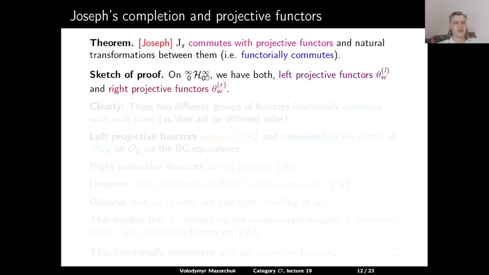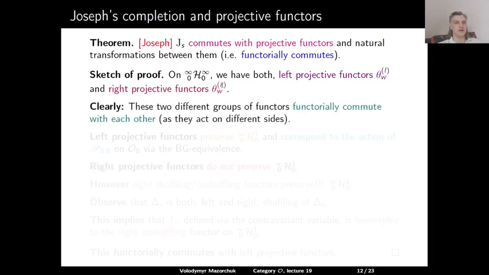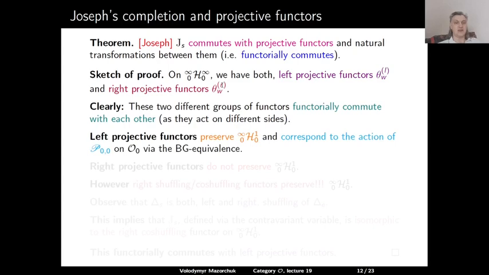If you consider the category H00 infinity-infinity of Harish-Chandra bimodules, on this category we have both left projective functors, theta w left, and right projective functors, theta w right. These two different groups of functors functorially commute with each other as they act on different sides of bimodules. Left projective functors preserve H001 infinity and correspond to the action of projective functors on the category O via the Bernstein-Gelfand equivalence.